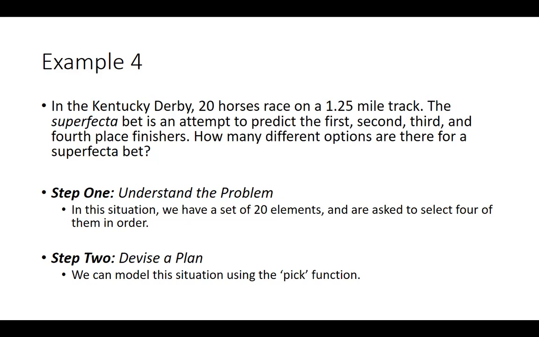In this situation, we have a set of 20 elements and are asked to select 4 of them in order. Here, the order matters. You're predicting the first place, the second place, the third place, and the fourth place. You're not just picking 4 horses and hoping that they come in one of these 4 places. The prediction is for the first, second, third, and fourth. Order matters. So let's devise a plan. Since the order matters, we can model this situation using the pick function, or a permutation.